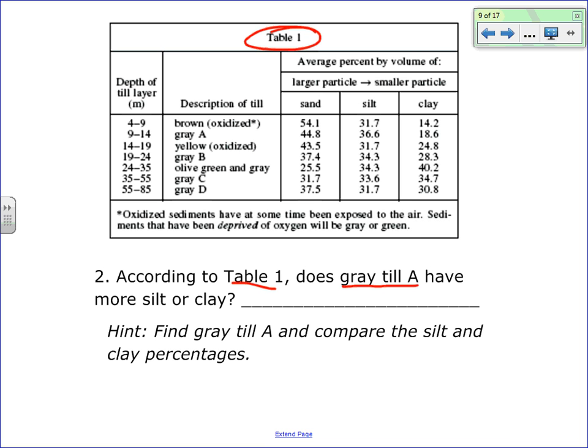All right, so underline the variables that are important, and it actually will save you some time in the long run. Gray till A, gray till A. Does it have more silt or clay? Gray till A, silt. Gray till A, clay. It has more silt.